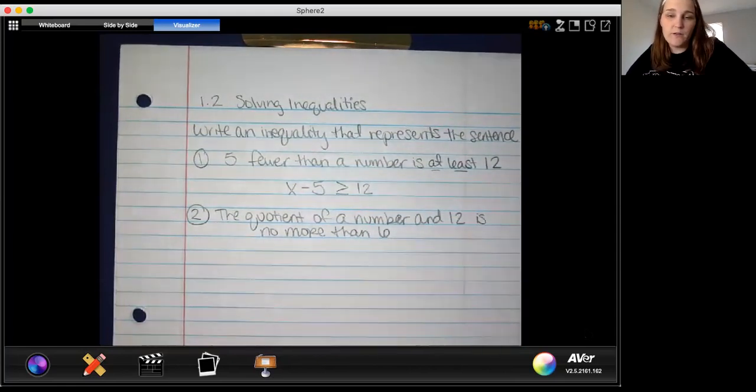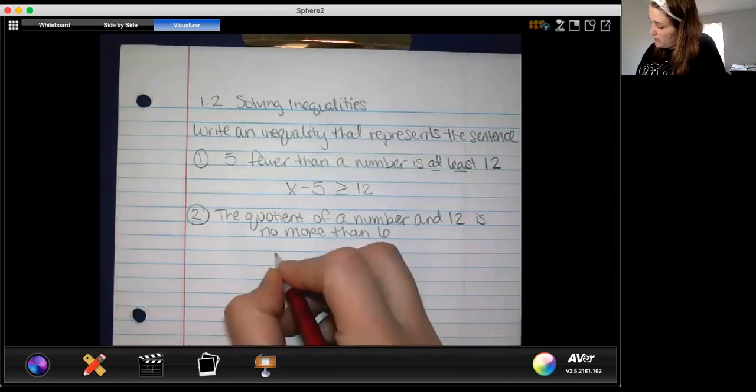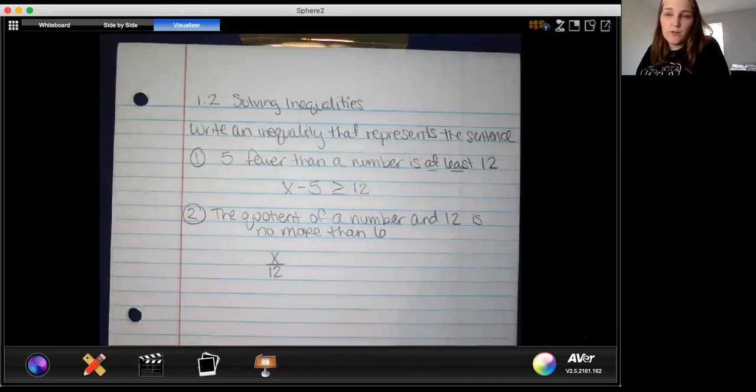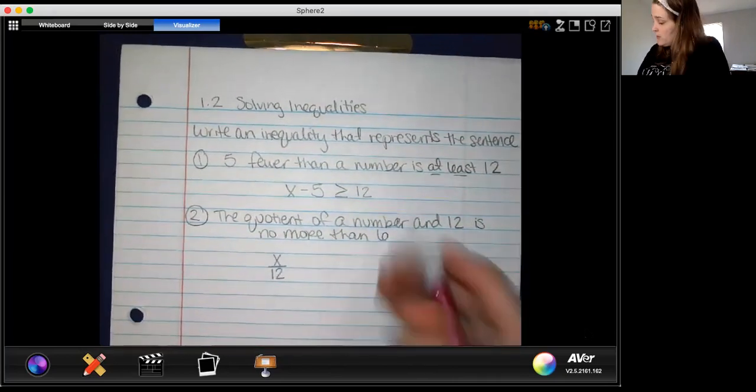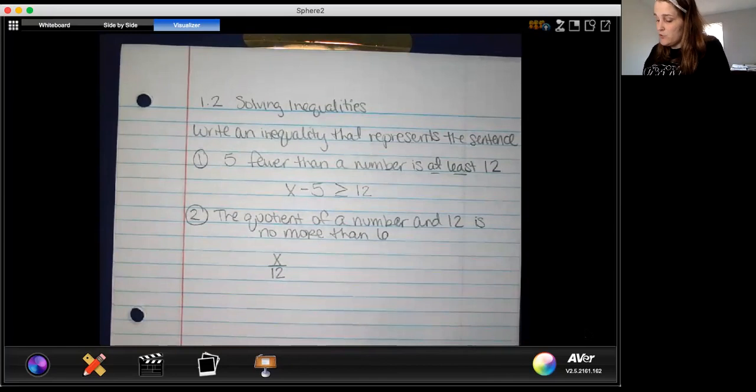The quotient of a number and 12, so quotient means division. So a number and 12. So quotient is always written in the order of numerator, denominator. So a number would be numerator and 12 would be denominator. Is no more than 6.